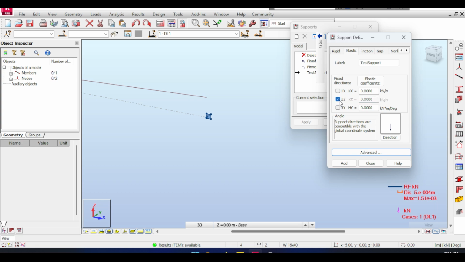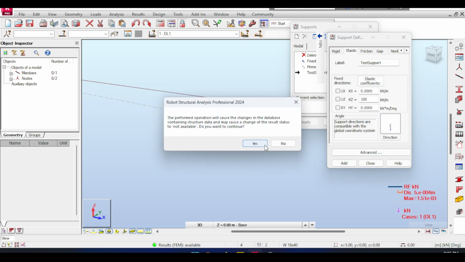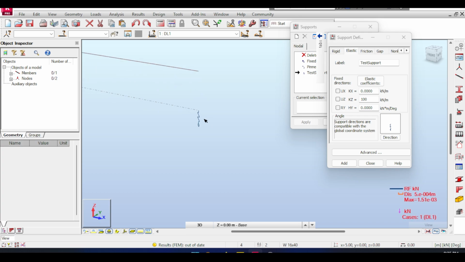By the way, if you click UZ like this, you are fixing it. And if you remove the click, you are freeing it. If you want something intermediate between fix and free, you can add yourself here a support spring. For example, I could put here a 100 as an example. If I add this now, it changes the support. Remember, this is still a test support. You can see the spring shape here.